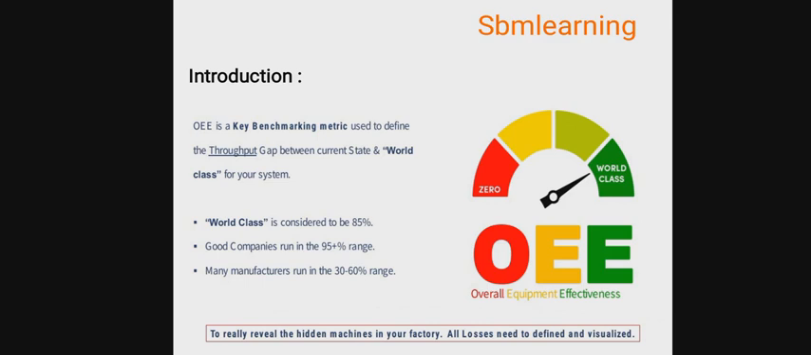So why do we use OE? It reveals the hidden losses and brings them up to the surface so that we can work on them. Whatever hidden losses are there, it makes them visible so that we can easily see them and work on removing those losses through improvement projects and other things.